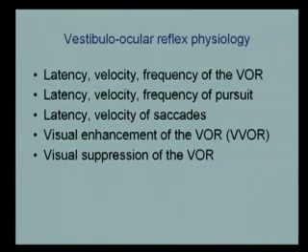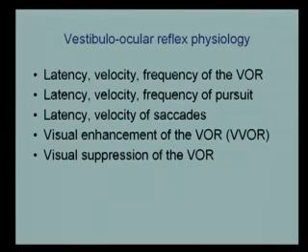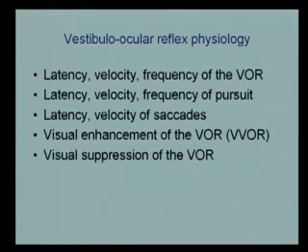The peak velocity of the vestibular reflex may be hundreds and hundreds of degrees per second squared. Pursuit, in healthy adults, is about 100. The frequency of the vestibular reflex can be 5, 6, 7, 8 hertz. Pursuit is never more than 1 hertz. The peak velocity of saccades is 3, 4, 5, 600 degrees per second squared, depending on the size of the saccade.